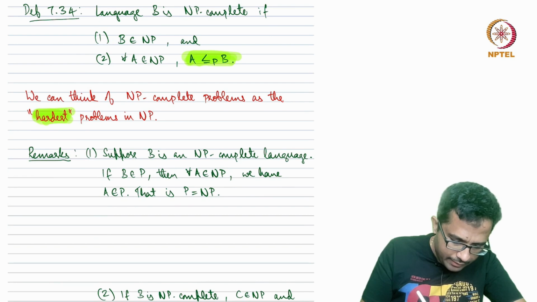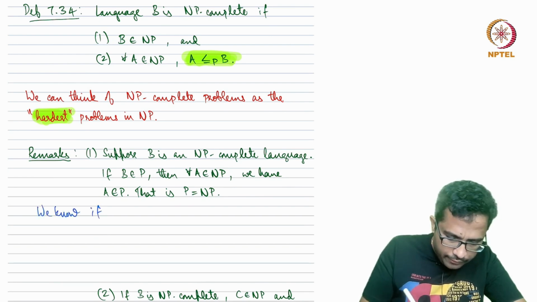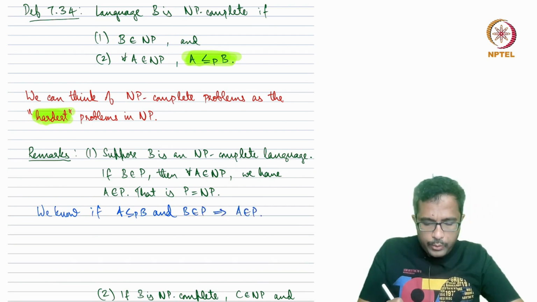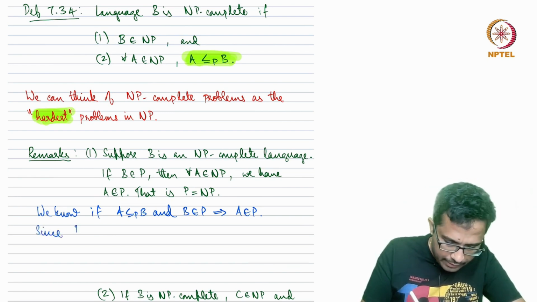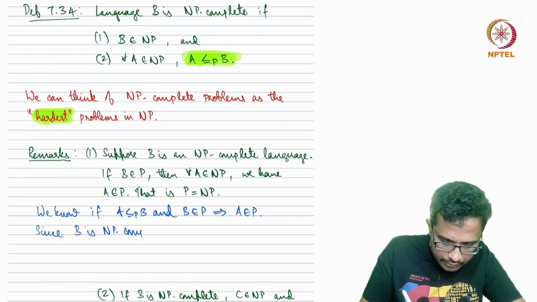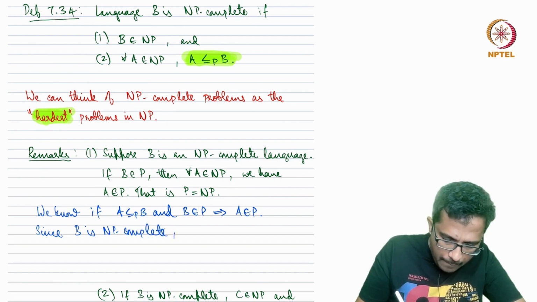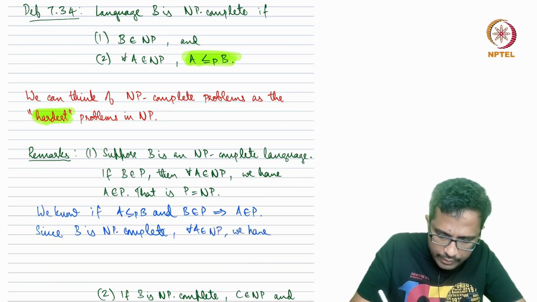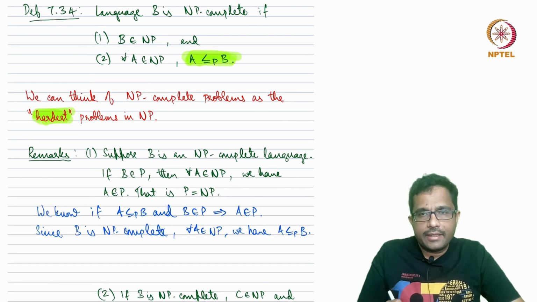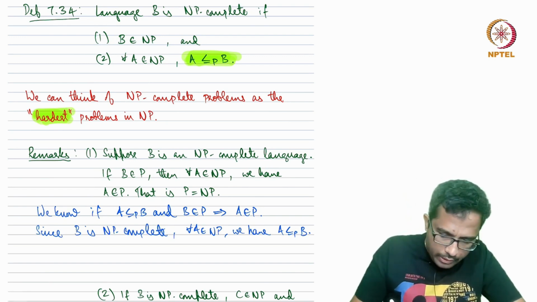We already know from last class that if A is reducible to B in polynomial time and B is in P, then A is in P. Now we know that all languages A in NP are reducible to B in polynomial time, since B is NP-complete. So because of this, the above conclusion is true.